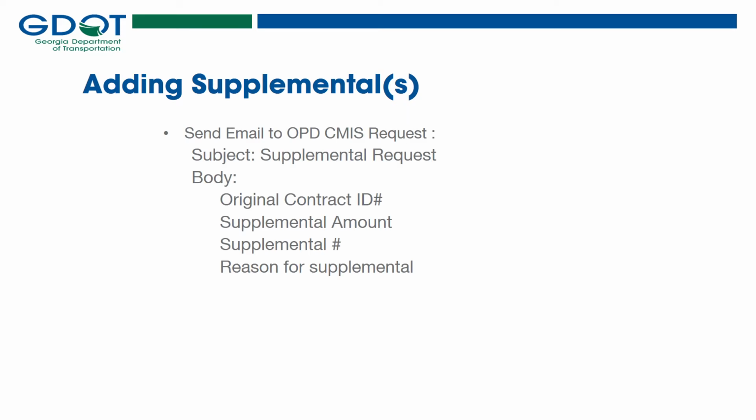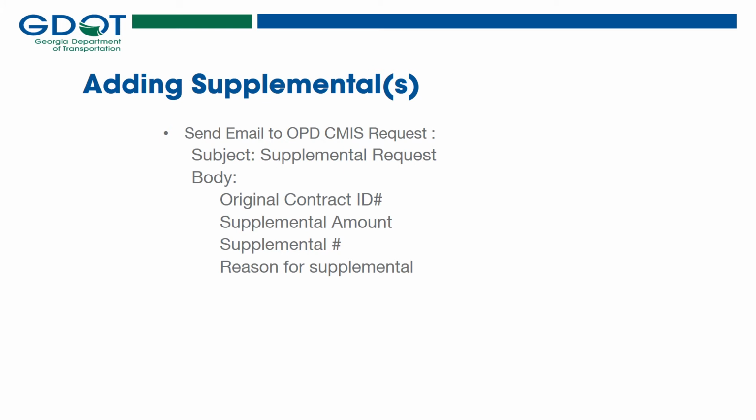After you have begun billing onto your contract and you find yourself needing additional funds, you may send an email to the OPD request inbox requesting a supplemental agreement to be added to your contract. Within the body of the email, please provide the original contract ID number, the supplemental amount, the supplemental number, and the reason for the supplemental.